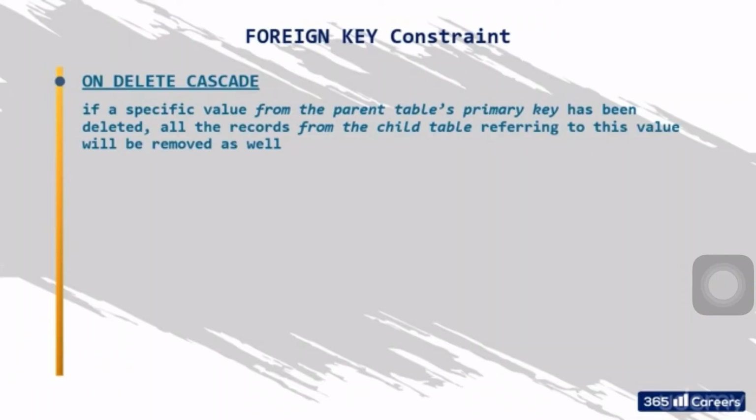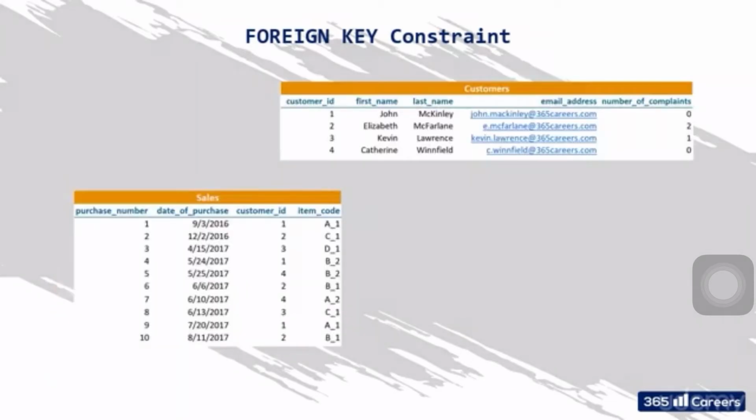More precisely, the entire constraint on delete cascade means that if a specific value from the parent table's primary key has been deleted, all the records from the child table referring to this value will be removed as well. The direction is important, so please pay attention. For instance, if we remove a purchase of customer number 4 from the sales table, we will simply have one less purchase registered in this table, and that will not reflect the customers table.